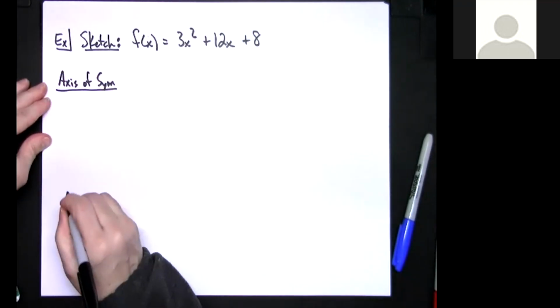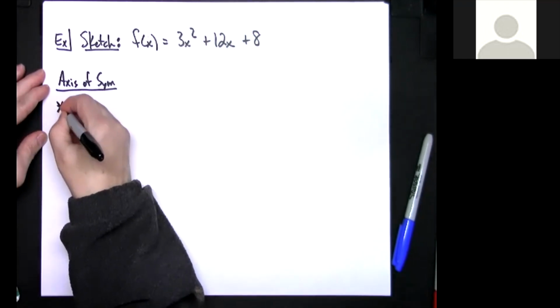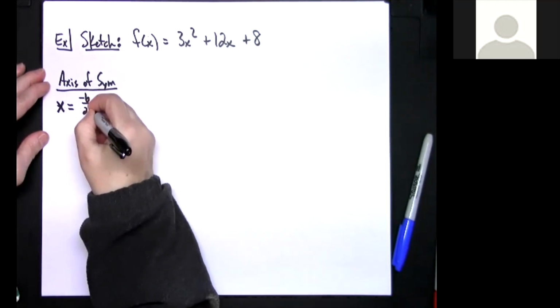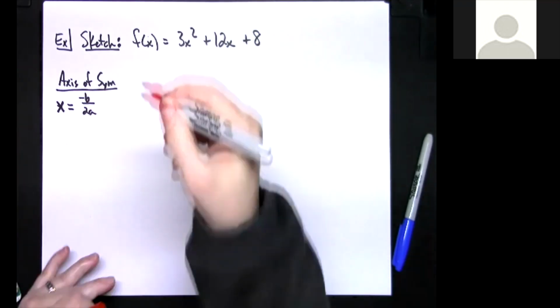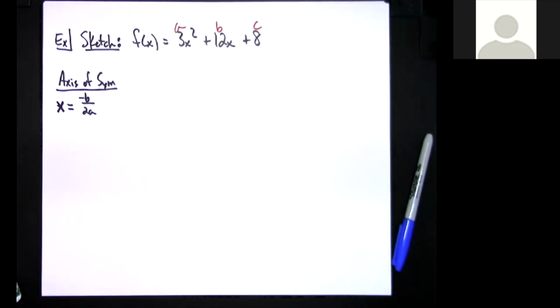Let's actually start with the x equals, because I told you that was important. So let's keep that there. x equals negative b over 2a. If I go back up here, my a is going to be 3, my b is going to be 12, my c is going to be 8.